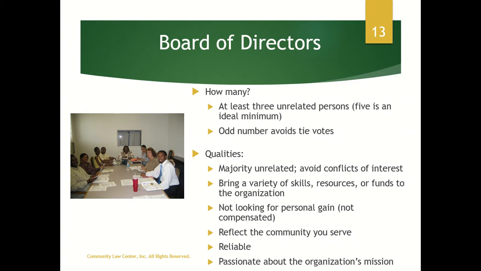Board of Directors. So the Board of Directors are the people that you'll need to run and govern the organization. You'll want to find at least 3 unrelated people, and ideally, I think at least 5, because that way if you have a few people who can't attend a meeting, then you can still move forward with the meeting and make a decision. It's always good to have an odd number of board members to help avoid tie votes.